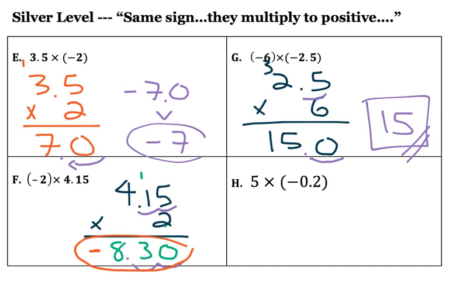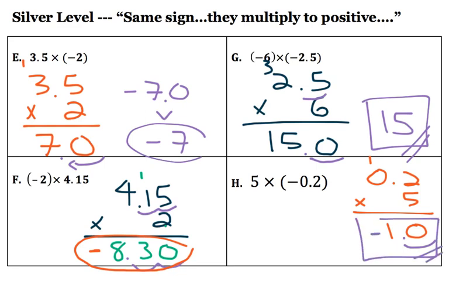For H, the signs are different, so I know my answer is going to be negative. I have 5 times 2 tenths. 5 times 2 is 10. 5 times 0 is 0. Bring down the 1. And then we have one number after the decimal place, so it's going to be 1.0, or a whole, and the signs are different, so I know it's negative. I know it's correct because it's basically just like 5 times 2 tenths. 5 times 2 tenths would be 10 tenths, and 10 tenths is the same as a whole.